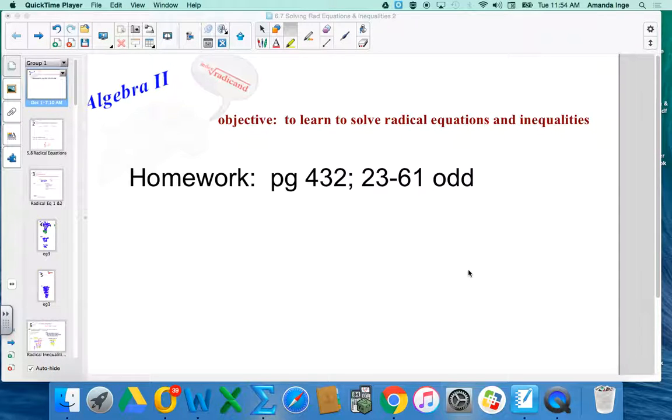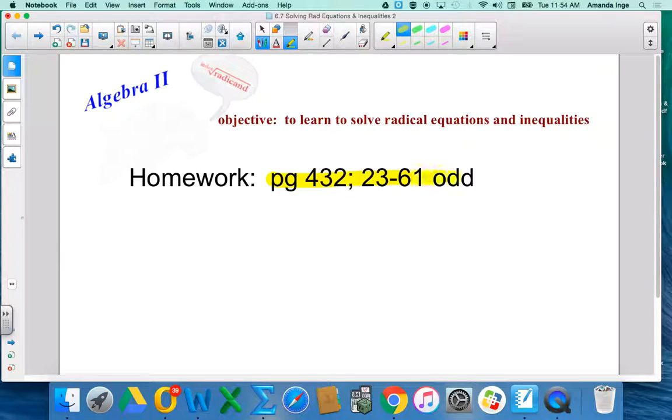Tonight's homework is on page 432, 23 to 61 odd. This is different than what is on your sheet. It's fewer problems, so copy that down so that you're not doing more than you need to.